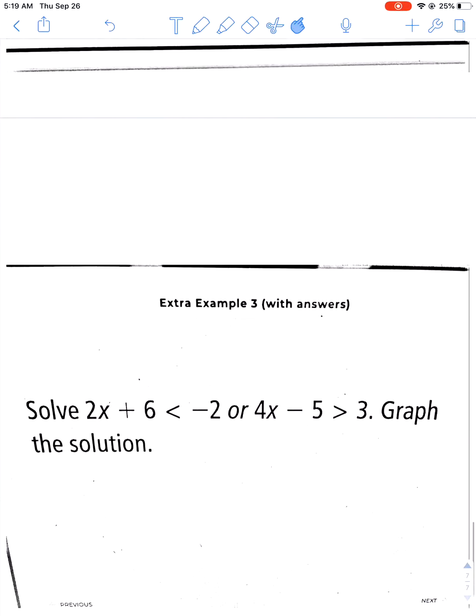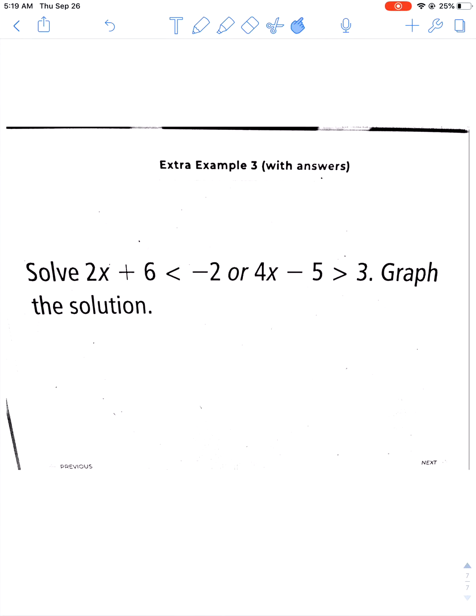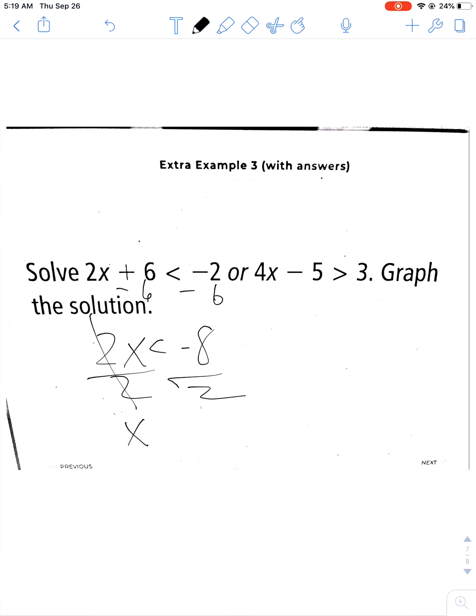And the last one we're going to look at. Again, inequalities of OR type just mean two separate inequalities forced to be together. Subtract 6, subtract 6. So I've got 2x is less than negative 8. Divide by 2, divide by 2. And we're dividing by a positive, so we do not flip.